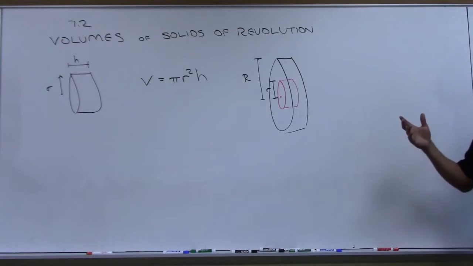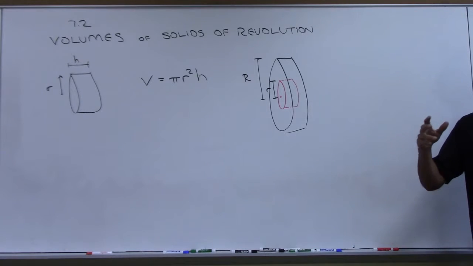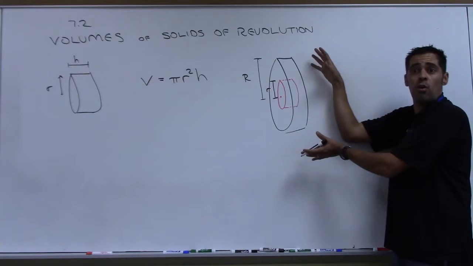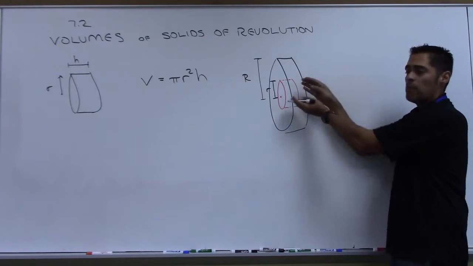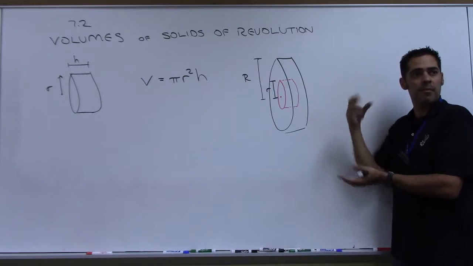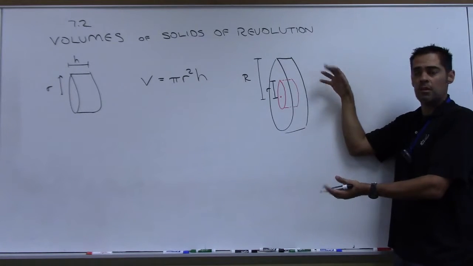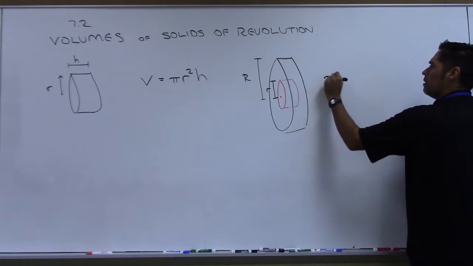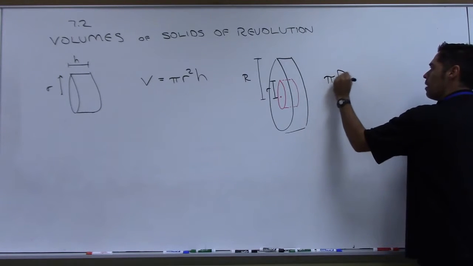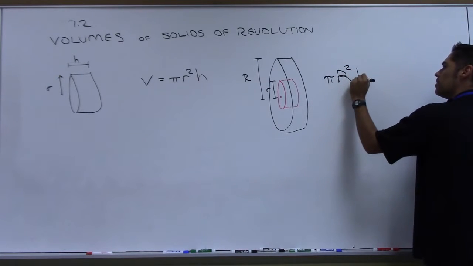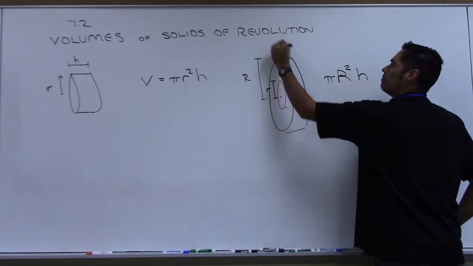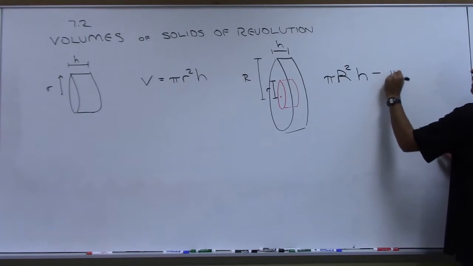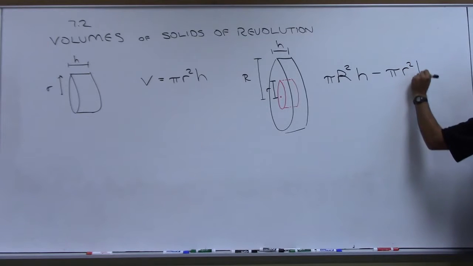What's that? The volume of the big one minus the volume of the little one, right? So the volume of the black one without a hole minus the volume of the red one, which takes out the red one from the big one. Yes? That's simple enough? So what's the volume of the big one? Pi capital R squared times the height. I didn't label height. That's the volume of the big one, minus pi small r squared times the height, yes?